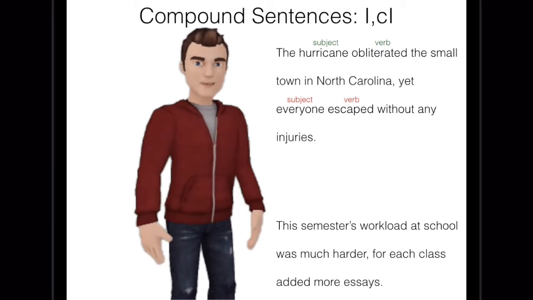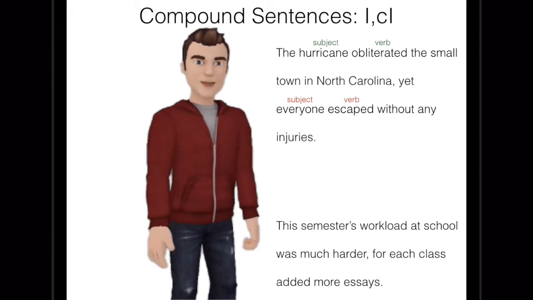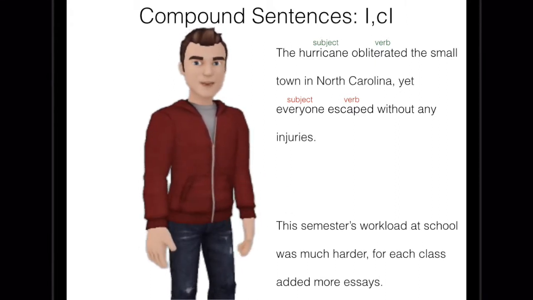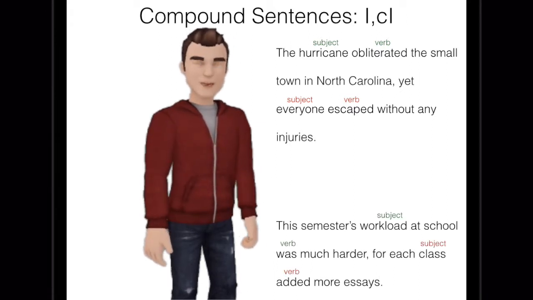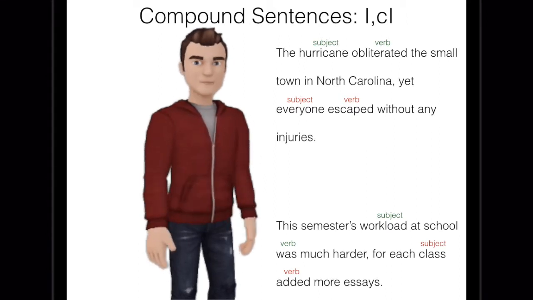Yet. Another example: the semester's workload at school was much harder, for each class added more essays. So we once again have subject and verb in the first part, workload, was. Then we have a comma and a conjunction, for, combining that with the other independent clause.